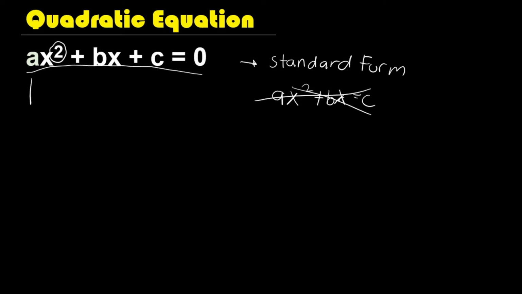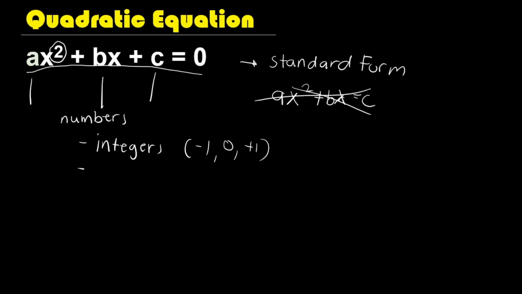At itong si a, itong si b, at si c ay pwedeng numbers. Anong klaseng mga numbers? Pag ikaw ay high school pa lang, yan ay pwedeng integers. Ano ba yung integers? Pwedeng negative numbers, negative 1 and so on. Pwede rin 0. Pwede rin positive 1.